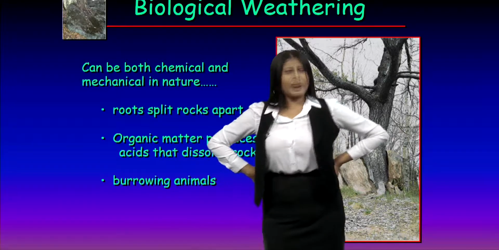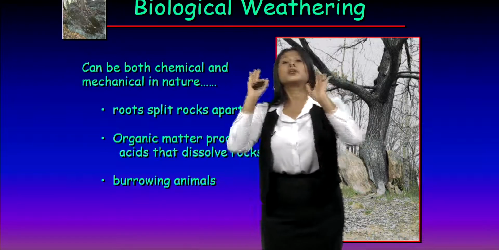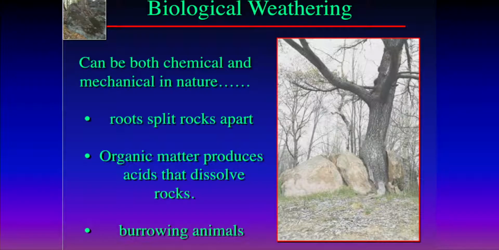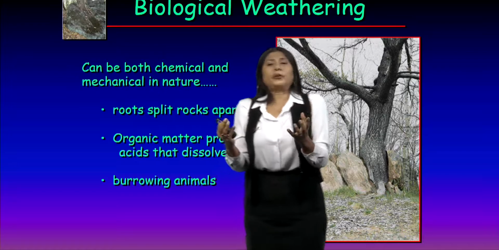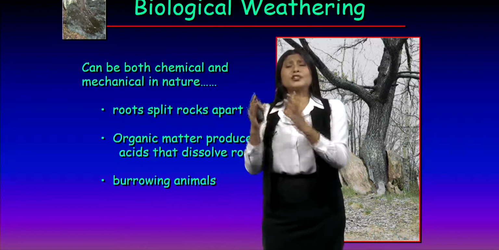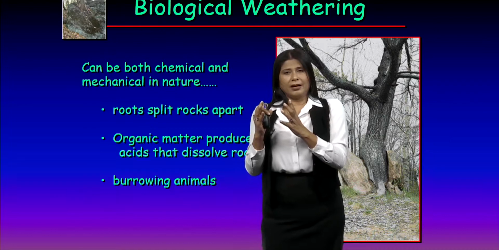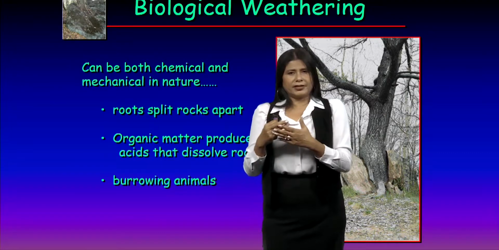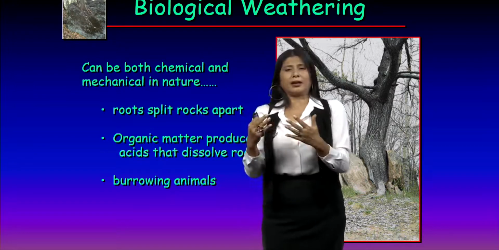Biological weathering. Actually, biological weathering is the combination of physical and chemical weathering. That means the roots of the tree will break the rocks. This we see everywhere. But what it is doing is breaking. So it can be physical, but who is breaking? The tree. So it is biological breaking.